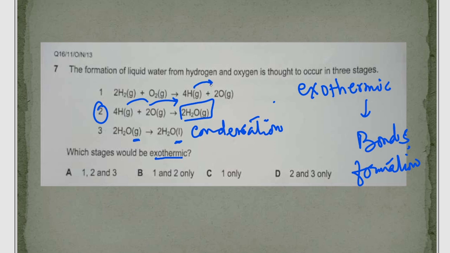Here bond breaking is there. This one is not exothermic. This one is the endothermic reaction. So the correct option is 2 and 3. Yes, D is the correct option.